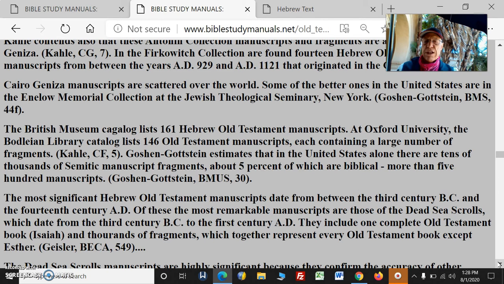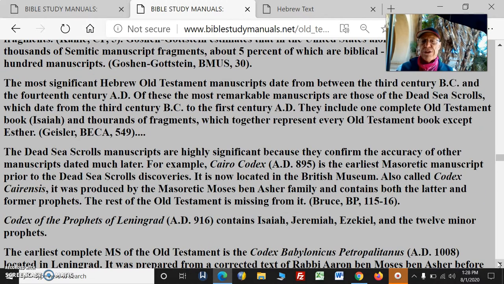The most significant Hebrew Old Testament manuscripts date from between the 3rd century BC and the 14th century AD. Of these, the most remarkable manuscripts are those of the Dead Sea Scrolls, which date from the 3rd century BC to the 1st century AD. They include one complete Old Testament book, Isaiah, and thousands of fragments, which together represent every Old Testament book except Esther.